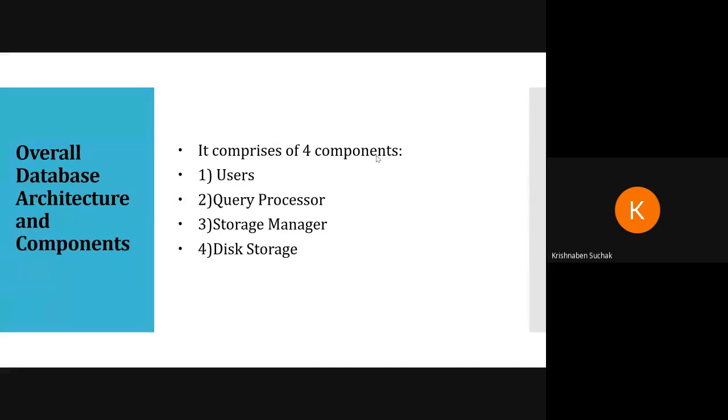Now, whenever we are talking about the overall database architecture and components, you can say that it is divided into four parts, or it has four main components. First one is users who are connected to the database. Second one is the query processor. Third one is the storage manager, and fourth one is disk storage.